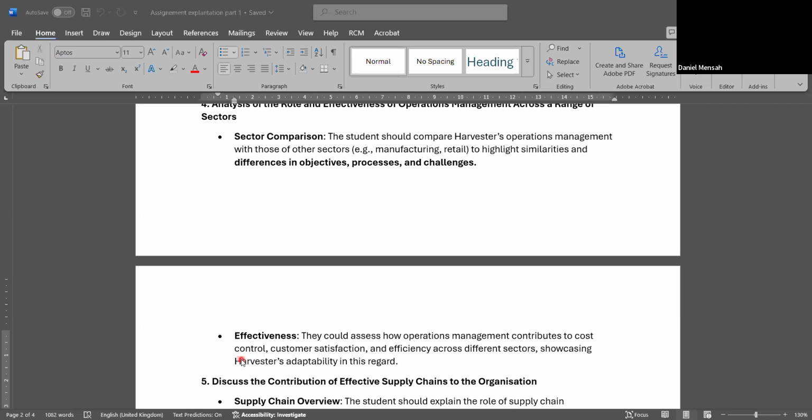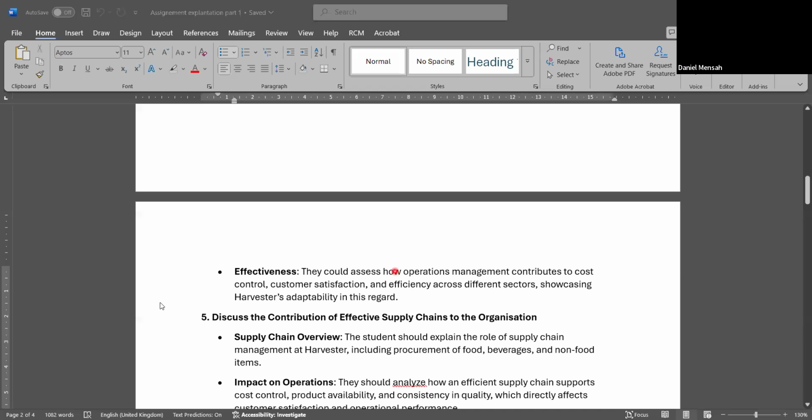They want to achieve control. They want to improve cost. They want to enhance customer satisfaction or efficiency. Okay, so for each sector, you need to check the effectiveness of operation management. Maybe this control, customer satisfaction, efficiency is mentioned in the objective of the organization, or it is reflected through their processes. So you need to check what those organizations are looking for.